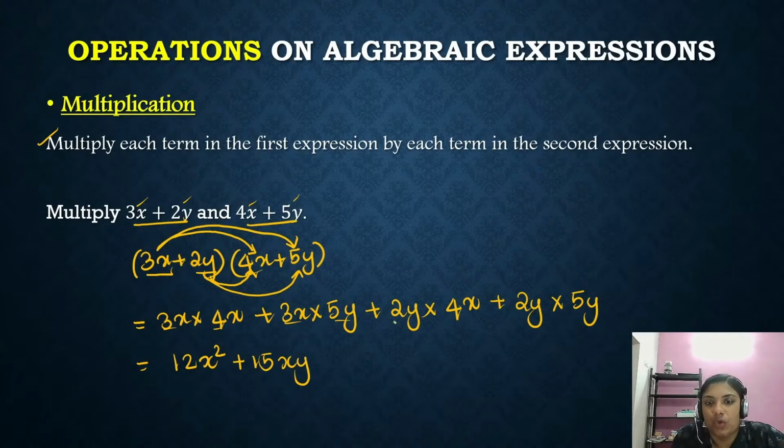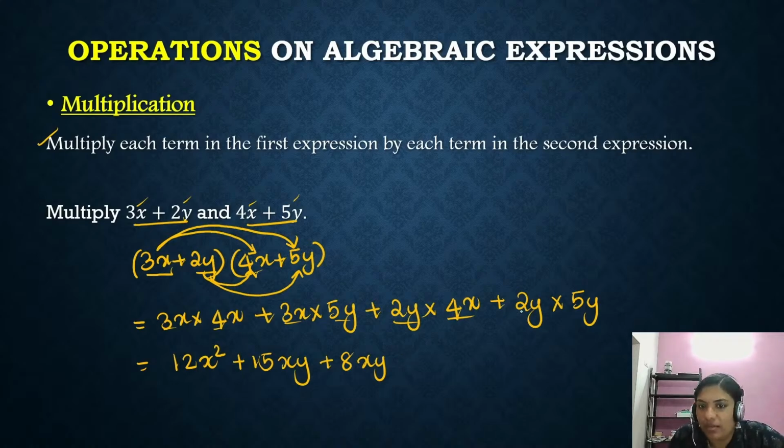Now, here, 2y into 4x. 2 4s are 8. y into x, that is xy itself, right? How? xy is same as yx. Which property is used there? Commutative property. 2 into 3 is same as 3 into 2, right?